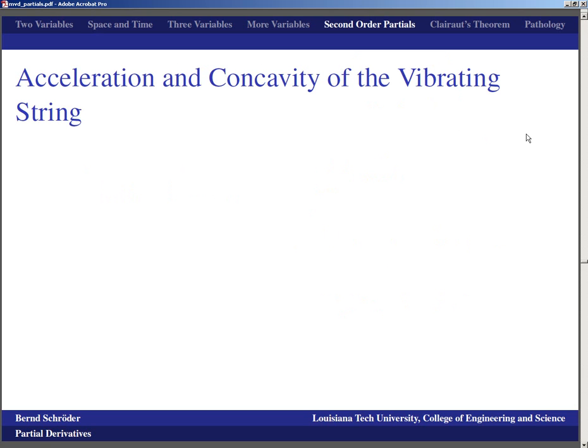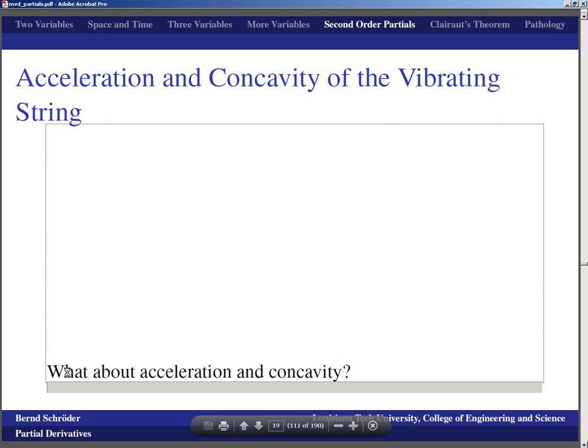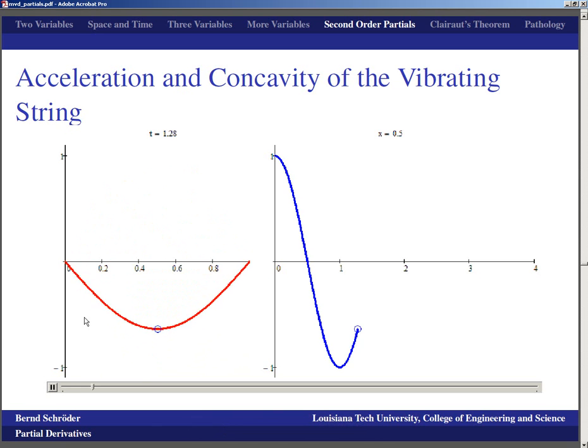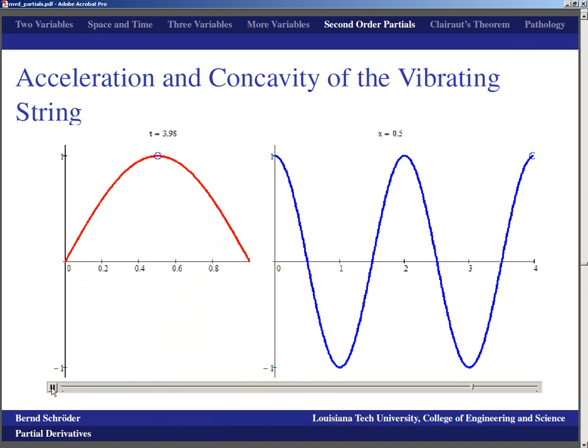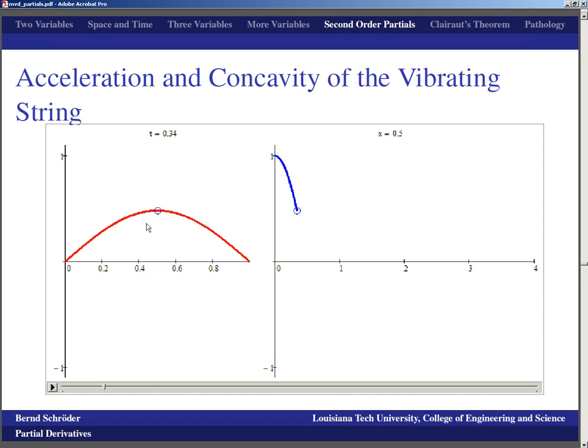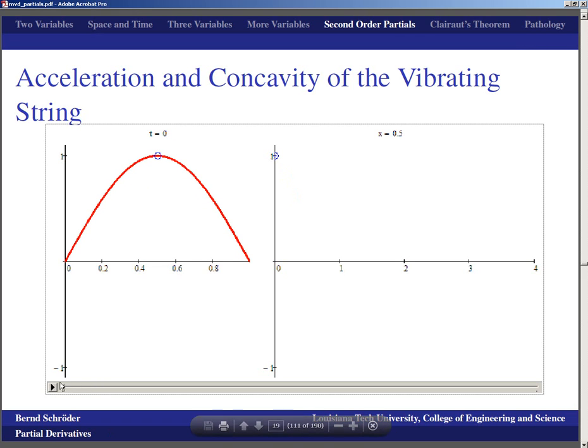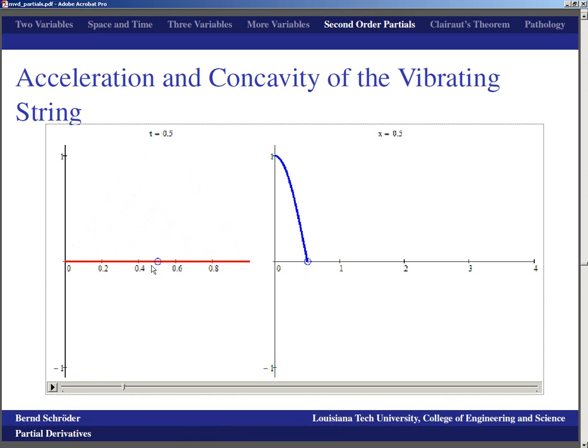Okay, so of course you can also take higher order derivatives, and the best way to introduce those or to motivate those is that we look again at acceleration and concavity of that vibrating string. If we go back to this animation and ask what about the acceleration and the concavity, well, the concavity of course tells us how much that string bends, and that's where we can see throughout the rotation. Well, at first the string of course bends quite a bit. Then if you go through 0, and of course here, that's where the string is not bent at all. That's where the string is right straight.